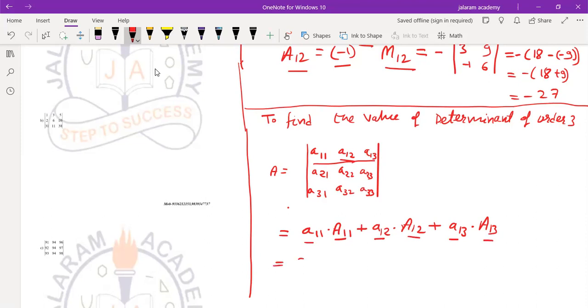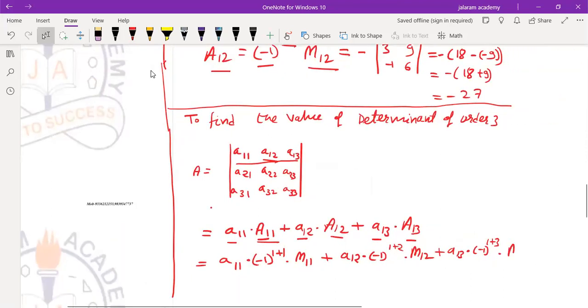You can simplify it by using the sign. We know that the cofactor of first row, first column is obtained by minus 1 to the power i plus j, means 1 plus 1, into minor M11. Plus, we can write element of first row into minus 1 to the power 1 plus 2 into minor M12, plus A13 into minus 1 to the power 1 plus 3 into the minor obtained by first row, third column.